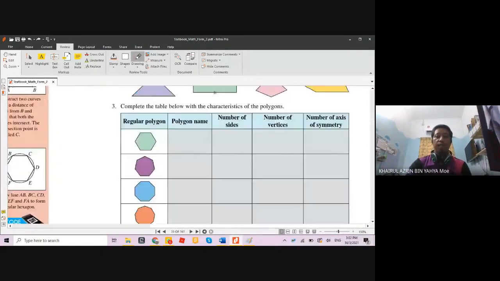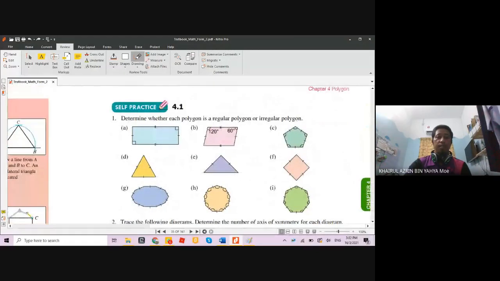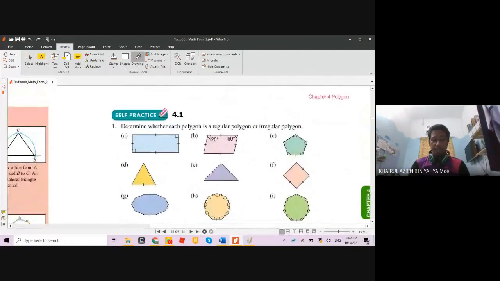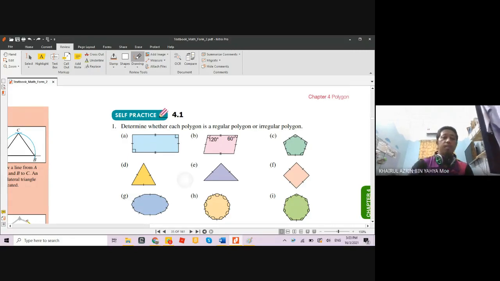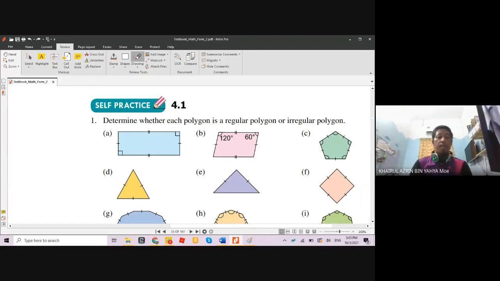Okay, we will do some exercise in the textbook. So self-practice 4.1. Okay, question number 1. Determine whether each polygon is a regular polygon or irregular polygon. So for question A, this is a rectangle. So is this a regular polygon or not? The answer for A, this is not a regular polygon.